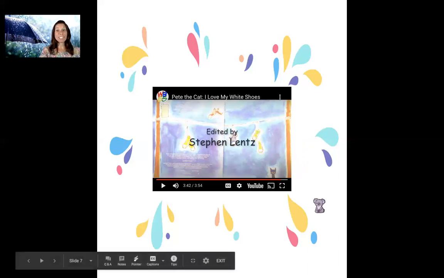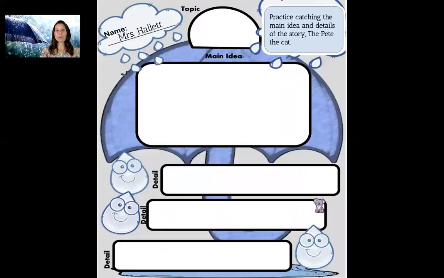Okay, did you find the 3 things that we needed to look for here in our umbrella? We're going to practice catching the main idea and details of the story, Pete the Cat. There were 3 things you needed to look for: the topic, the main idea, and 3 details. Did you get it down? If you didn't, watch Pete the Cat again and see if you can get it down.